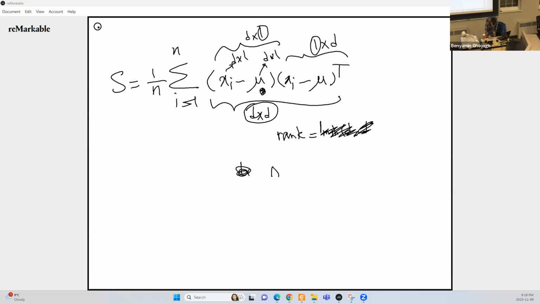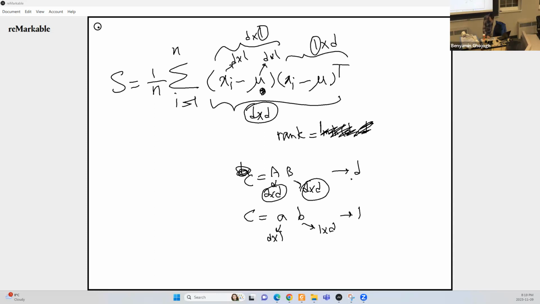Let's consider A and B. This is d by d, and this is d by d. The rank of C becomes d. Now compare it with A times B, where A is d by 1 and B is 1 by d. The rank becomes 1. It's obvious, because the first is a dense, fat matrix times a fat matrix, so of course its rank is fat. The second is a thin vector times a thin vector. Although it's d by d, the rank is thin, 1. So far clear?